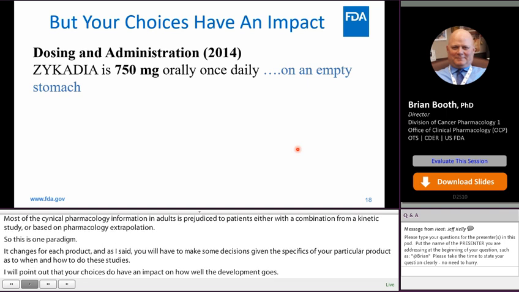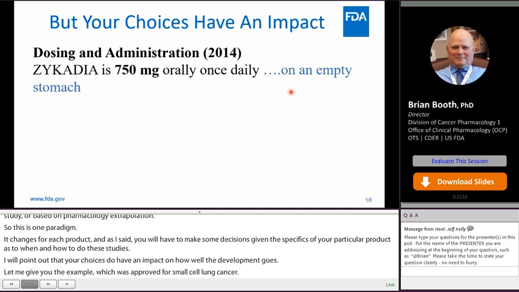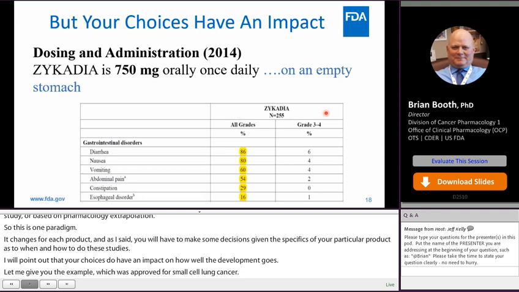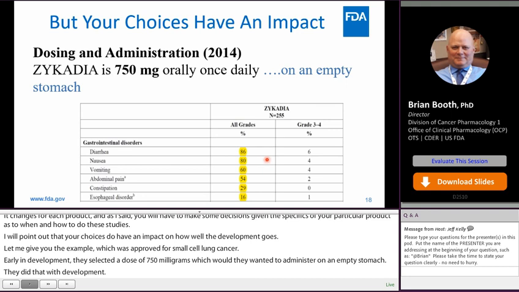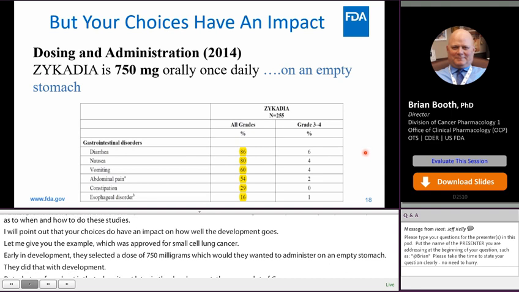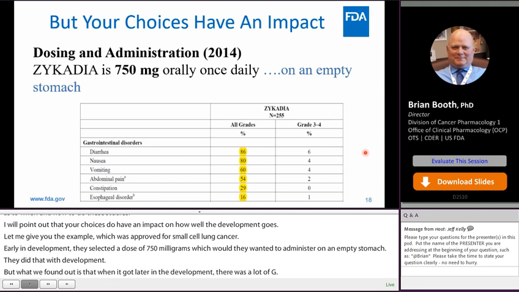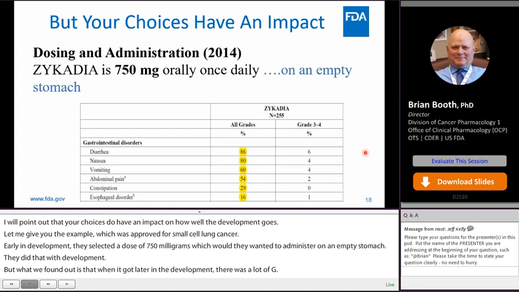Early in development, they selected a dose of 750 milligrams, which they wanted to administer on an empty stomach. And that's what they did through the development. But what we found out was, as this got later in development, there was a lot of GI toxicity associated with that approach, right? So a lot of diarrhea, nausea, vomiting, that sort of thing. And anecdotally, there was some information that if you administered this with food, you might alleviate some of that toxicity.